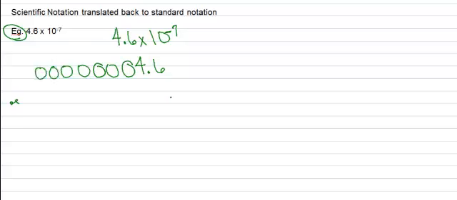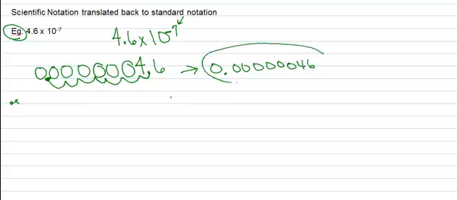When I say I write down 7 zeros, I write however many zeros are in the exponent. So now I'm going to count 7 places. 1, 2, 3, 4, 5, 6, 7. So our standard notation is 0.0000046. And that's all there is to it.